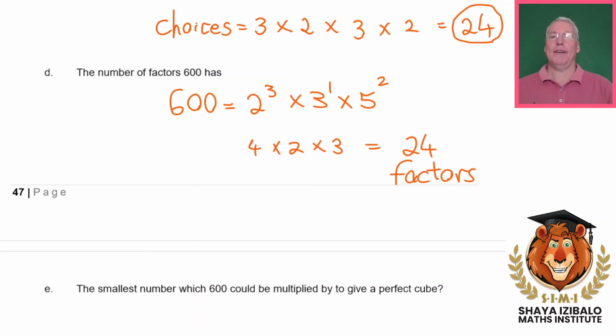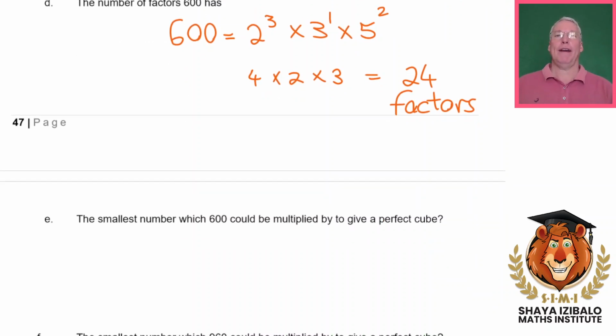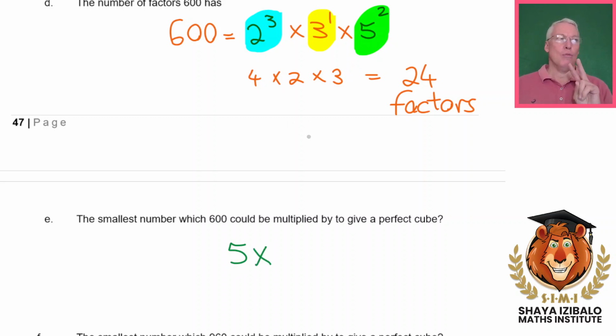Okay, let's look at what's the smallest number which 600 could be multiplied by to give a perfect cube. Now remember, to get a perfect cube, we're going to have to take our factors of 600, and here they are, and divide them into 3 identical groups. The 2's are going to be perfect because we've got 3 2's, so we can put 1 in each group. The 5's, we've got a problem. We need another 5. And the 3's, we need 2 more 3's.